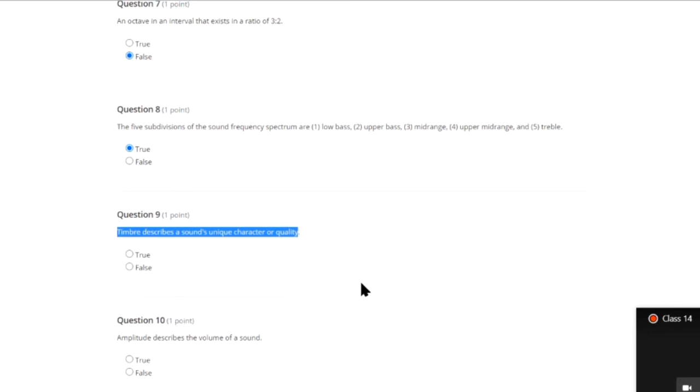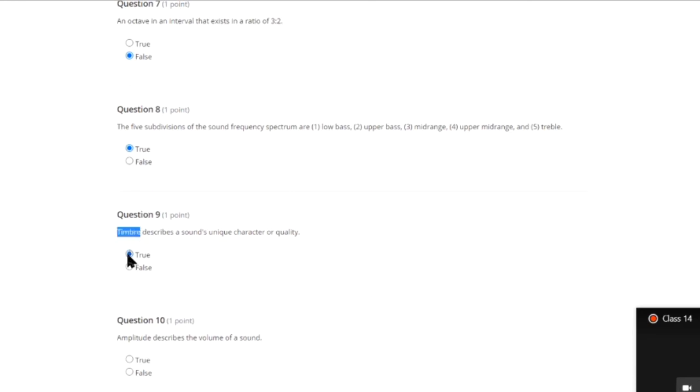Question 9, timbre describes a sound's unique character or quality. Right, so now it's just vocabulary. Timbre is a sound's specific character or quality. My voice sounds different than your voice. You know that it's your mom on the phone and not your girlfriend because of the timbre. They could be saying the exact same set of words, but their voices sound different. To what degree they sound different describes the degree of difference in timbre.